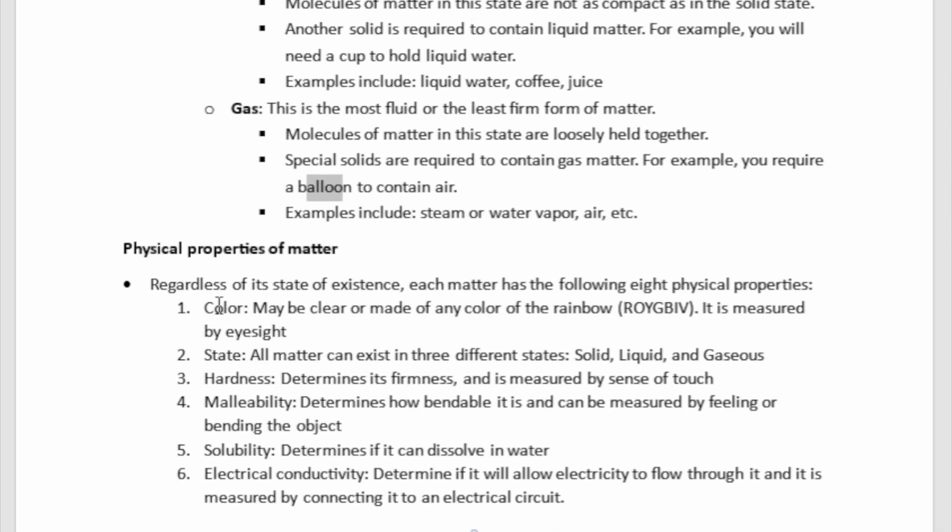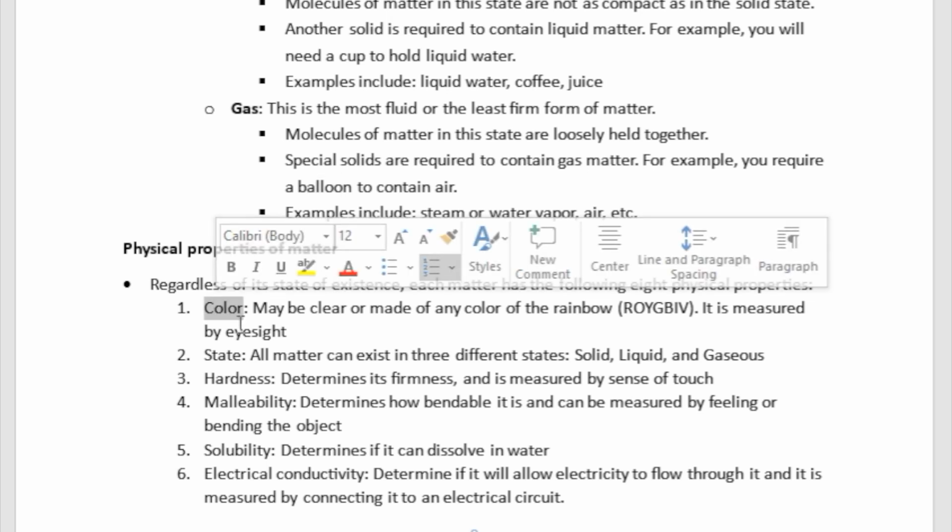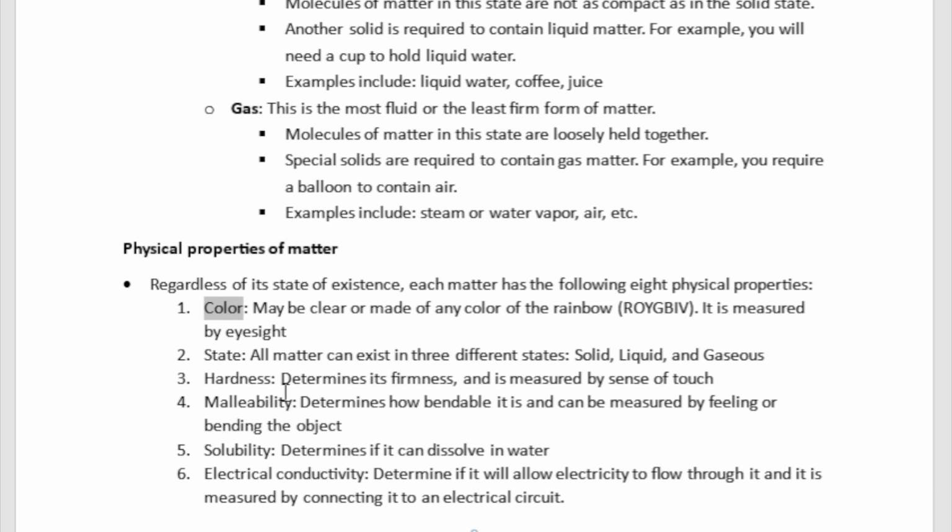Well, there are properties of matter like color. So for example, your juice is going to have an orange color, okay? Well, color is going to be one physical property of matter, and it may be from any of the colors of the rainbow, which are going to be red, orange, yellow, green, blue, indigo, and violet. They call it the ROYGBIV, okay? And it is simply measured by your eyesight, okay?